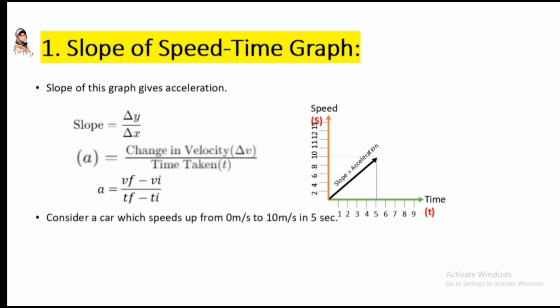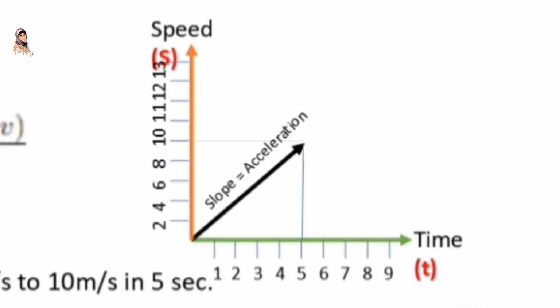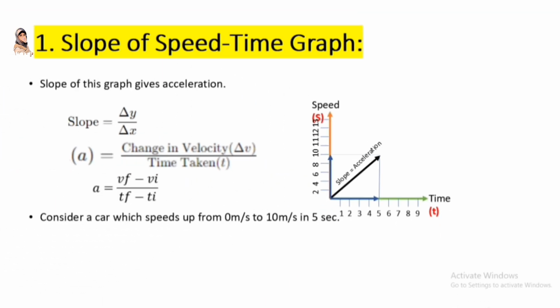Consider a car which speeds up from 0 meter per second to 10 meter per second in 5 seconds. As you can see, the car speeds up from 0 meter per second to 10 meter per second in 5 seconds. So the above equation becomes a = final velocity is 10 meter per second and initial velocity is 0 meter per second, and final time is 5 seconds and initial time is 0 seconds. By putting these values, we get the acceleration of the car as 2 meter per second squared.